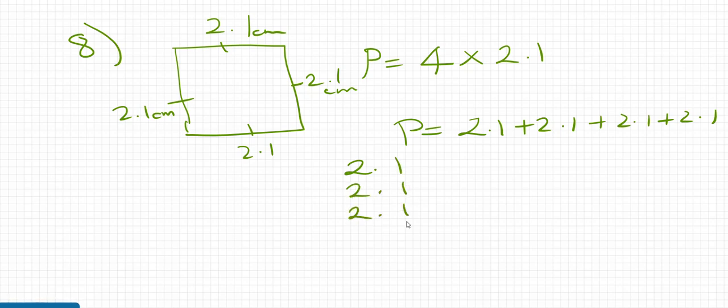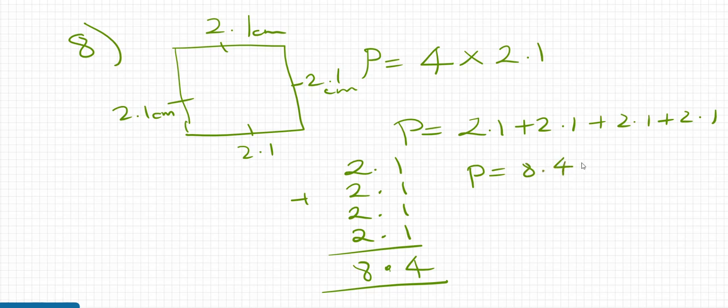We are doing this without a calculator, just remember that point. So decimals are lined up, the tenths are lined up, and my ones are lined up. So add my decimal first. 1 plus 1 plus 1 plus 1, that's just 4. And then 2, 4, 6, 8. So I get 8.4. So perimeter is equal to 8.4 centimeters.